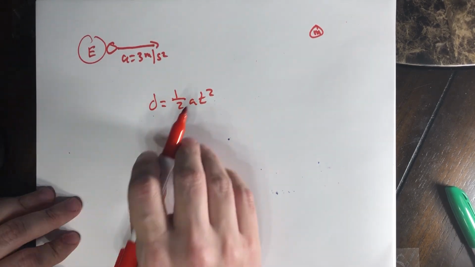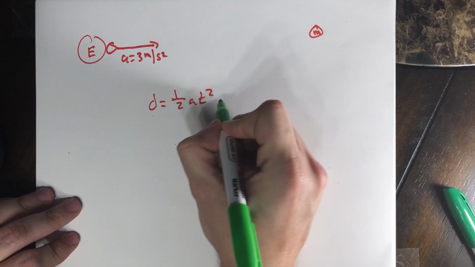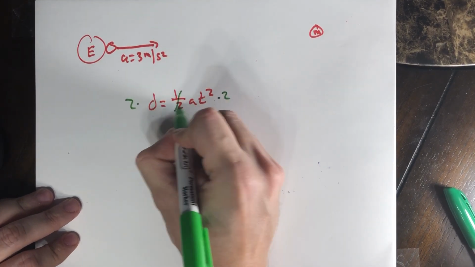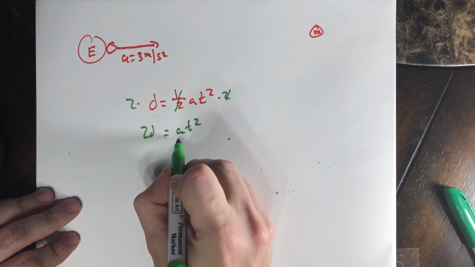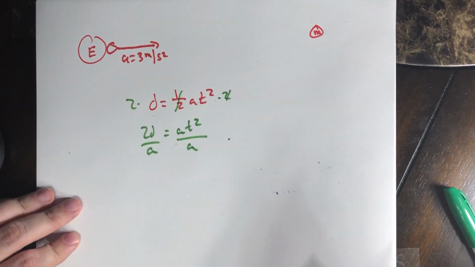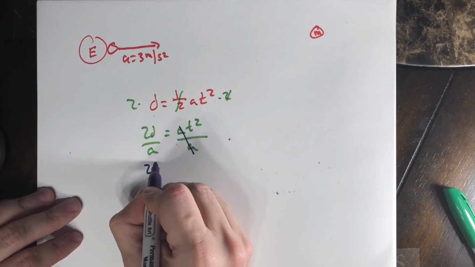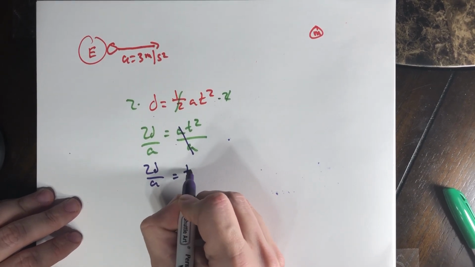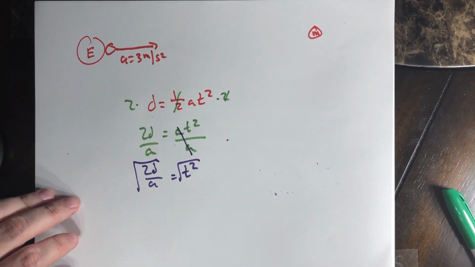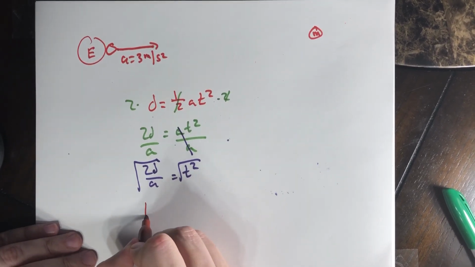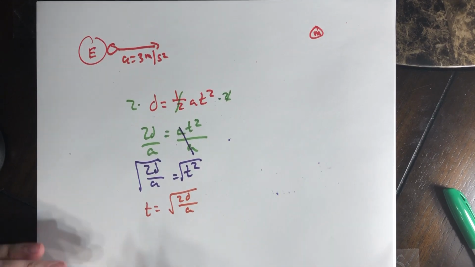So again, we have to reorganize this to solve for time. First thing I'm going to do is multiply both sides by 2. Those cancel out, so we get 2 times d equals a t squared. We'll divide both sides by a, and again, we're trying to get t by itself. Those cancel out. 2d over a equals t squared. And then we just have to take the square root of both sides. So we get t equals the square root of 2 times the distance over the acceleration.